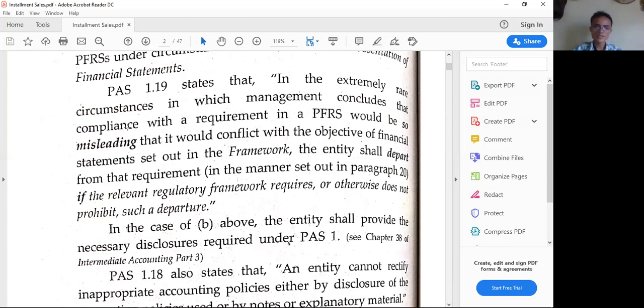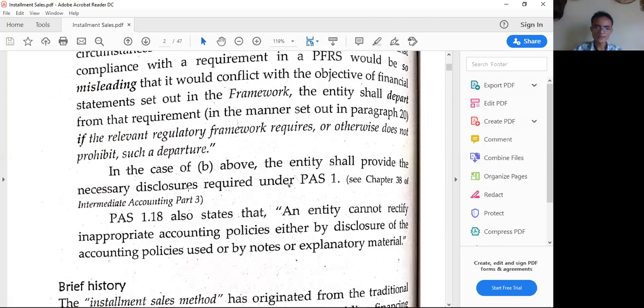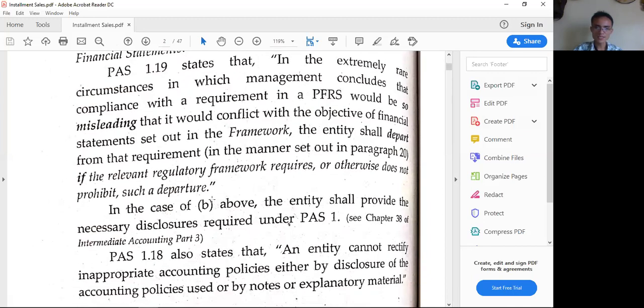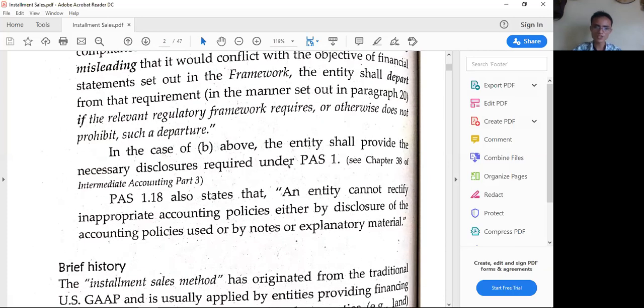In the extremely rare circumstances in which management concludes that compliance with the requirement in a PFRS would be so misleading that it would conflict with the objective of financial statements set out in the framework, then the entity shall depart from that requirement. So this is the time in which the departure is allowed. And then, in case of the above, the entity shall provide the necessary disclosure. So why are we departing? We need to add more information.